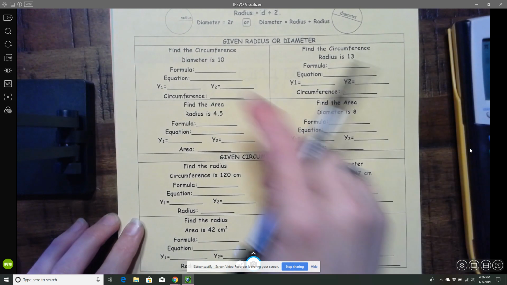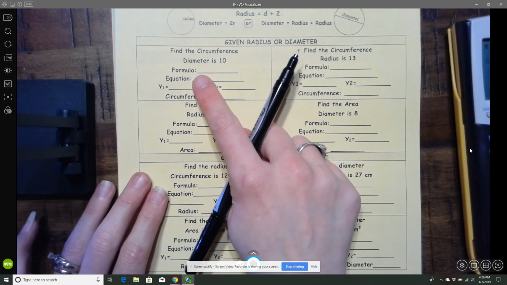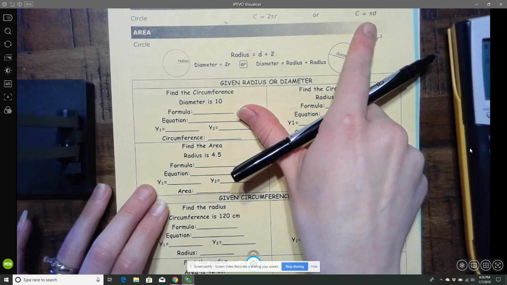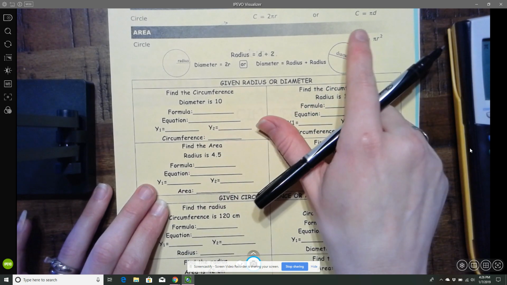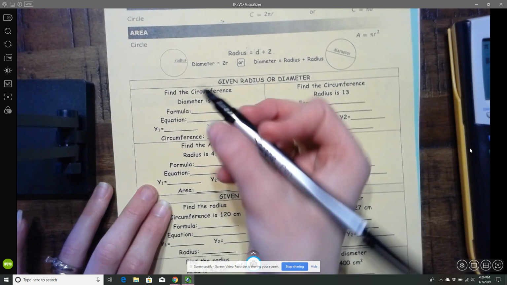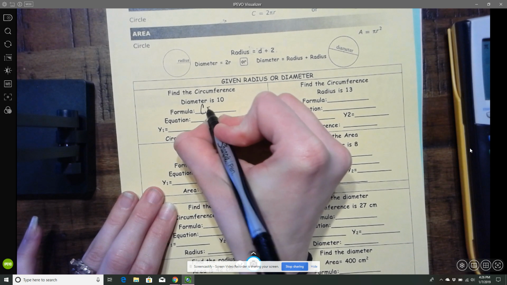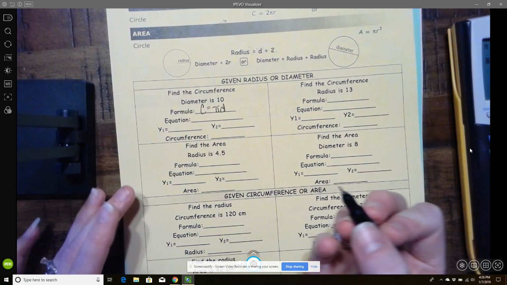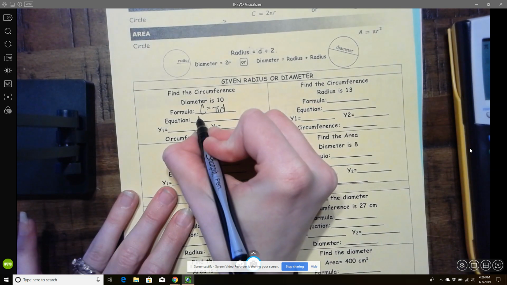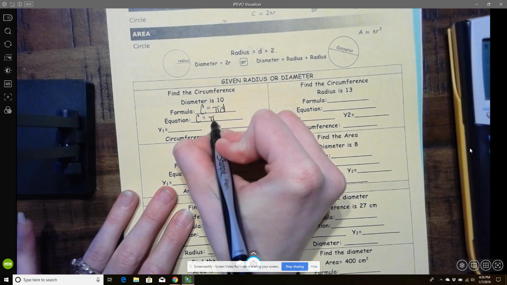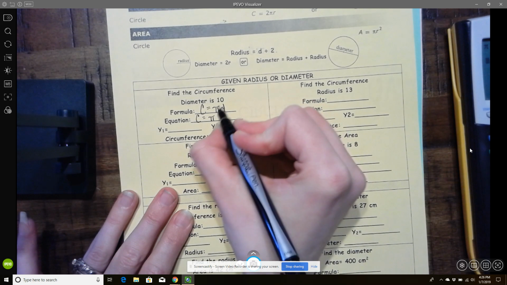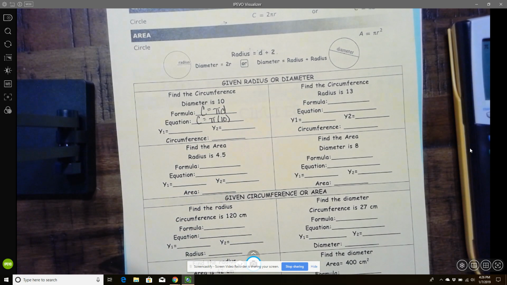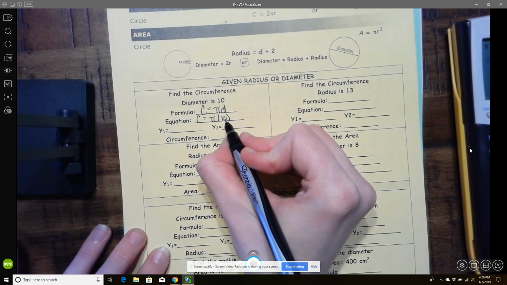All right, so in this first one, we're going to find the circumference. So the formula for circumference again is 2 pi r, or pi times d. They give me the diameter, so this is the formula that I'm going to use. So the formula is going to equal pi times the diameter, and now I can create an equation. So I don't know what the circumference is, but I know the diameter is 10.